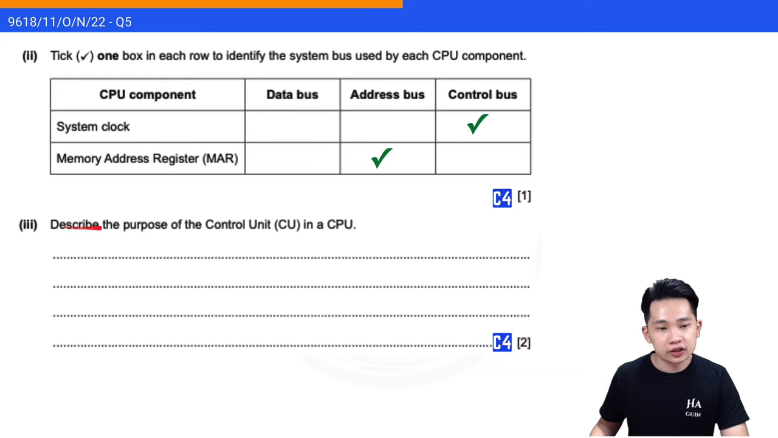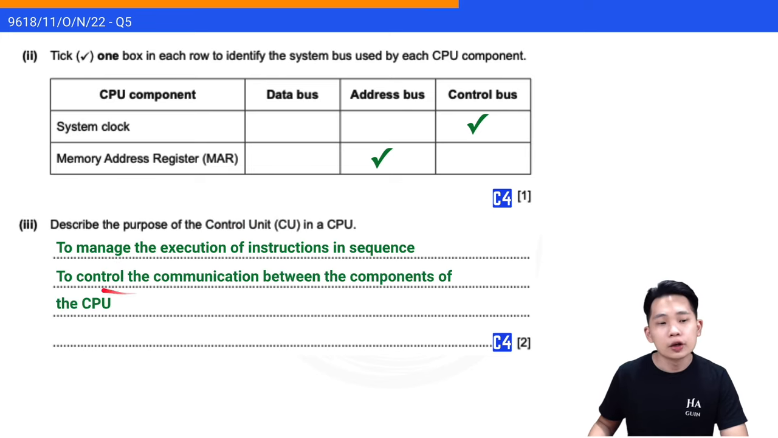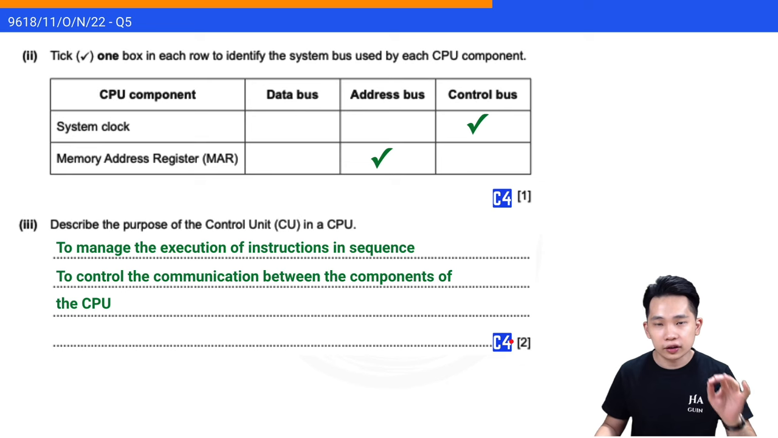Next question is, describe the purpose of the control unit in a CPU. So the purpose of the CU would be to manage the execution of instructions in sequence. And next would be to control the communication between the components of the CPU. Since this is a 2 marks question, we need to write at least 2 points for this question.